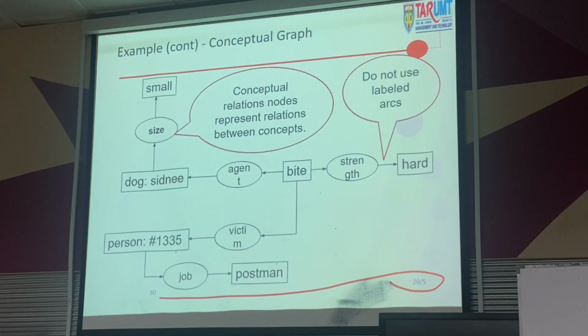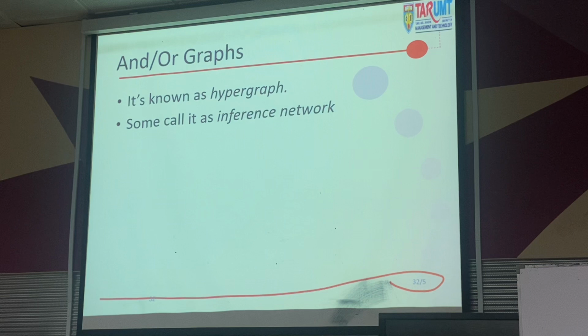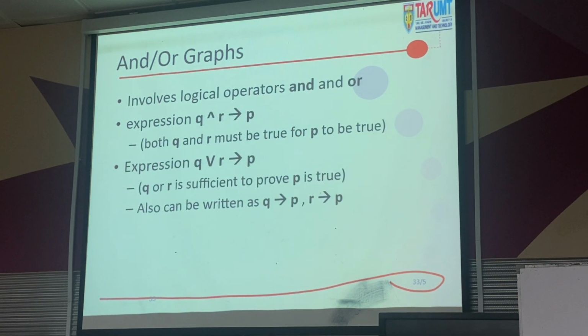Okay, I'm going to go to the third one. It's called an AND-OR graph. The AND-OR graph is also known as the hypergraph. Sometimes it's called an inference network. Infer means to interpret. Mainly the AND-OR graph is used to represent rules. To represent the rules. It's not the relationship, but more toward the rules.